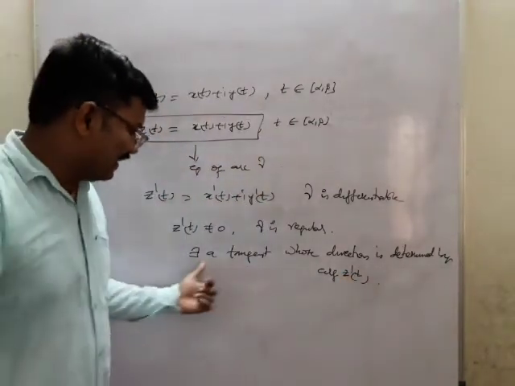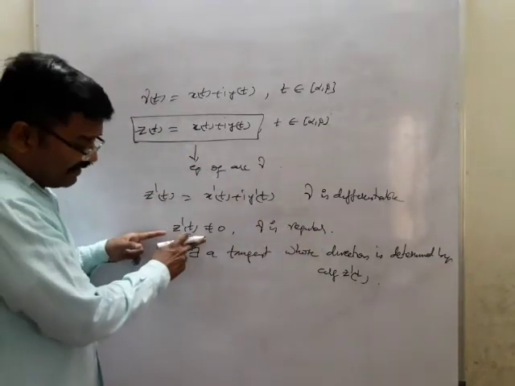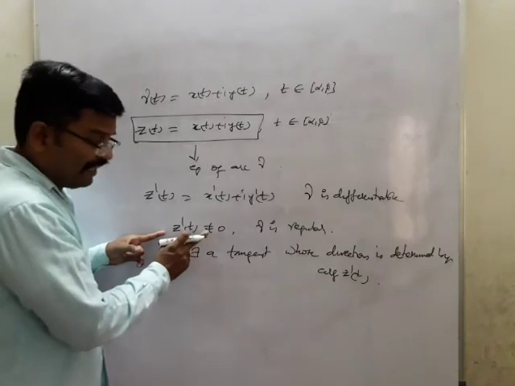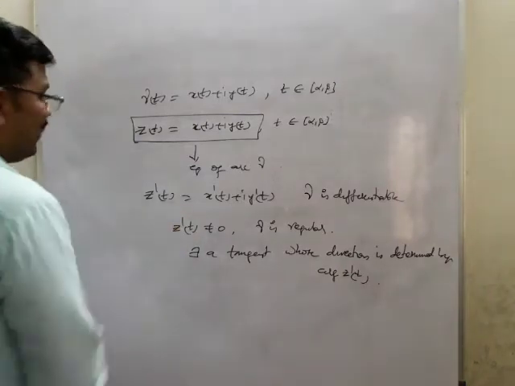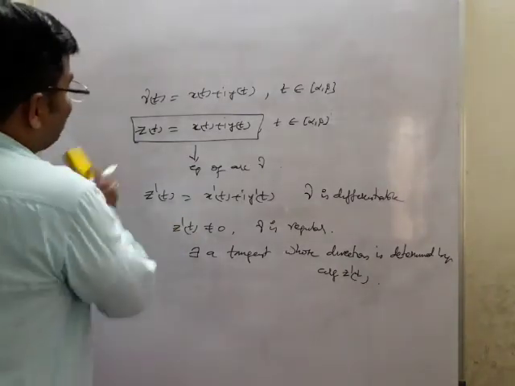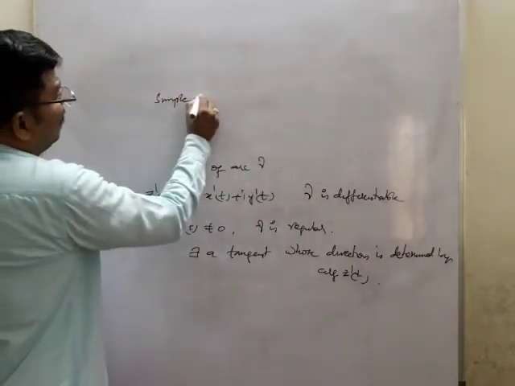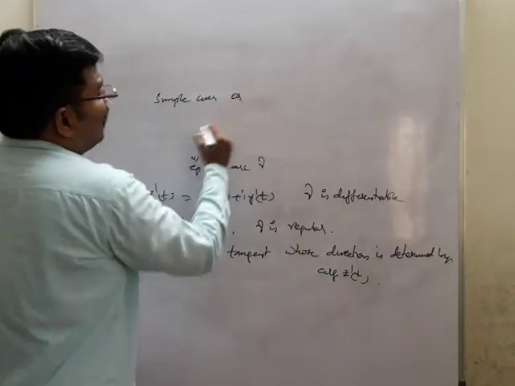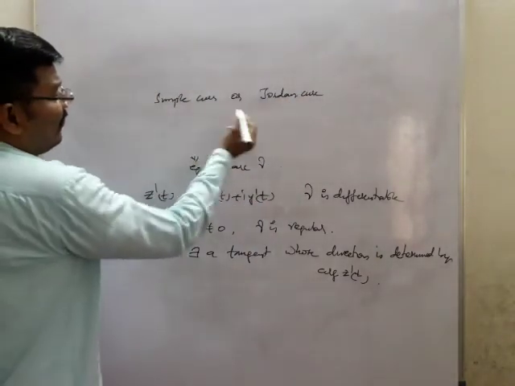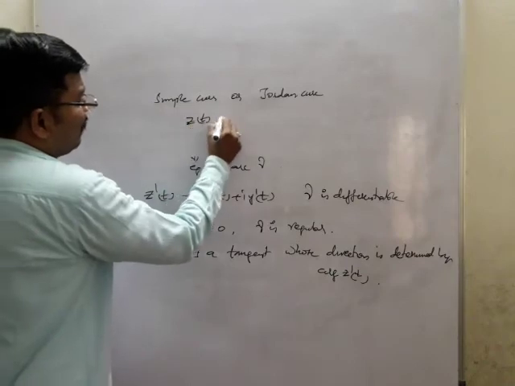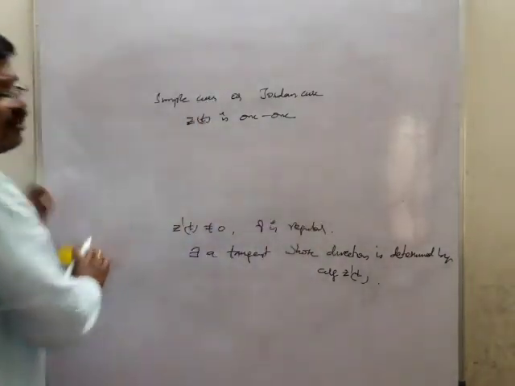Now we are going to determine the direction. Whenever z dash of t is not equal to 0, gamma is said to be regular. Whenever this condition holds, a tangent exists, and its direction is determined by the argument of z dash of t. Then gamma is said to be a simple curve or Jordan curve. When z of t is 1-1, we say that it is a simple curve or a Jordan curve.